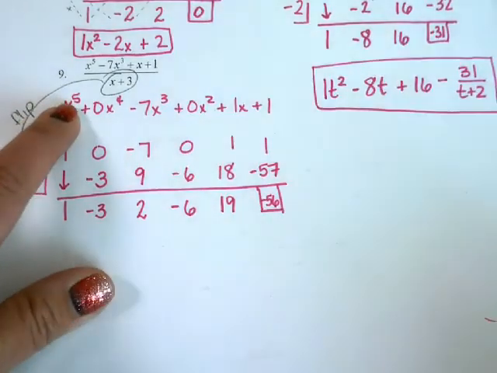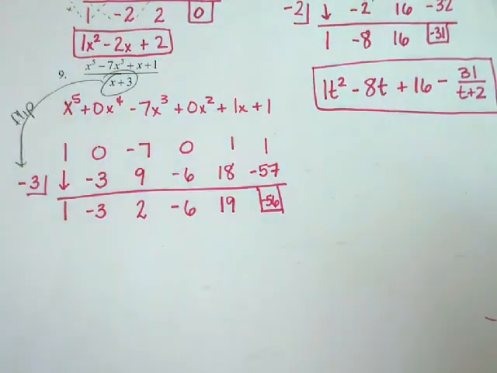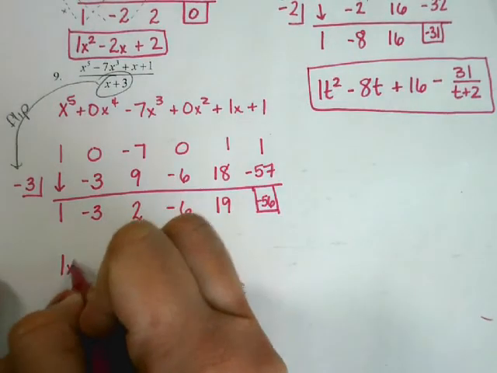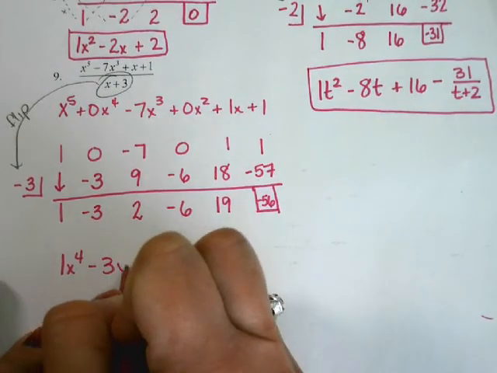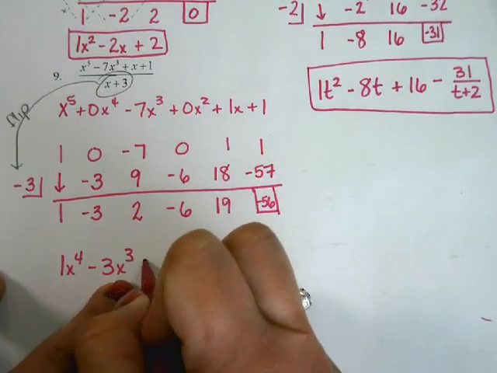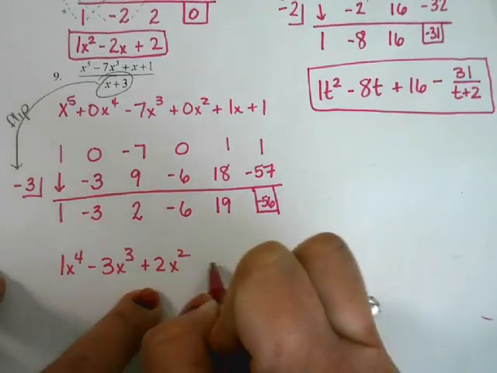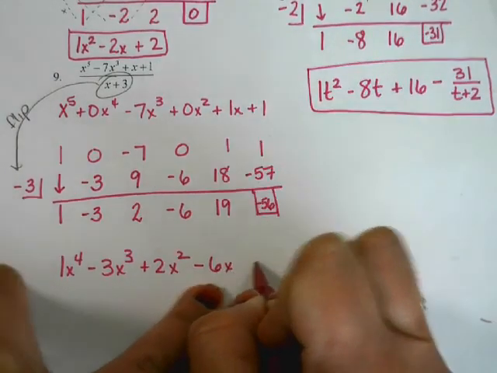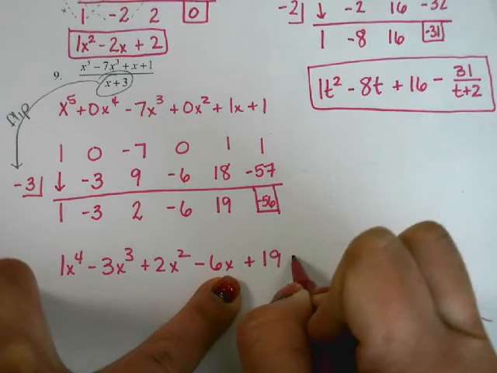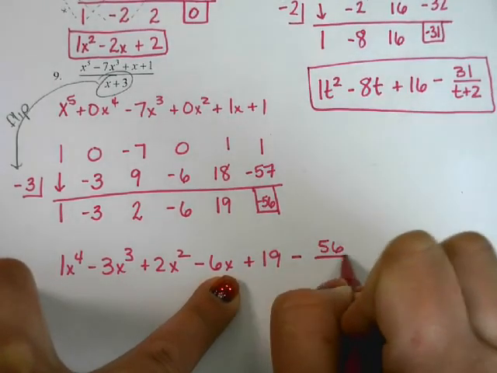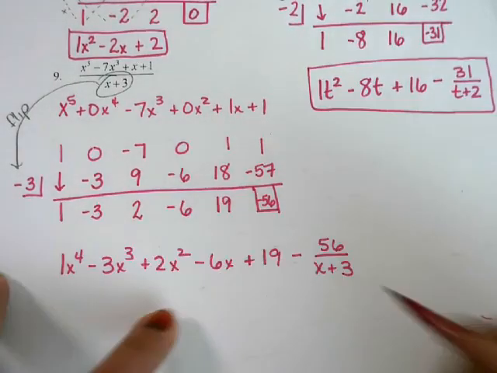Okay, so this guy started out with an x to the 5th. Drop 1 down, so he's 1. X to the 4th. Minus 3x, drop 1 to the 3rd. Plus 2x squared. Minus 6x. Plus 19. Minus 56 over x plus 3.